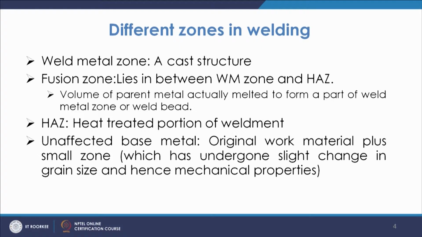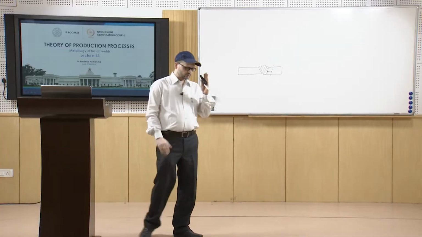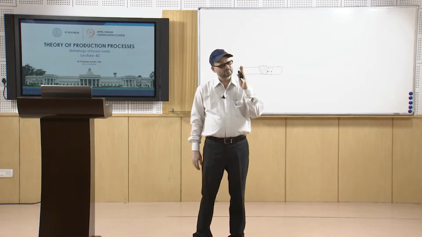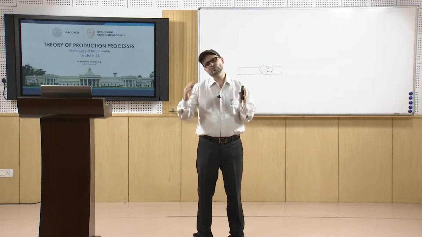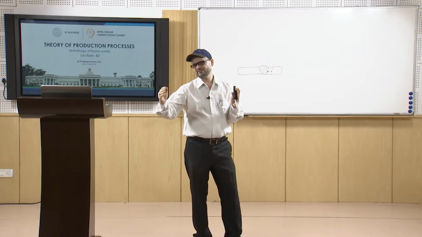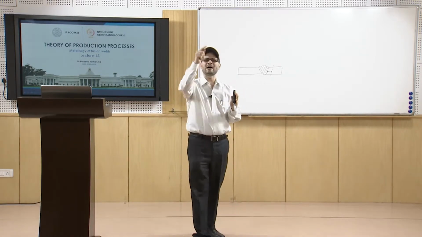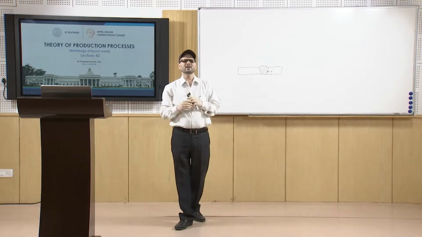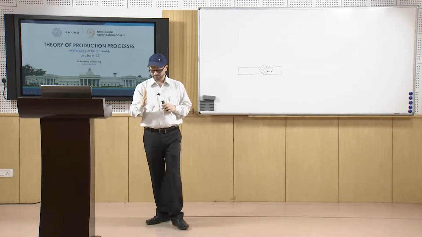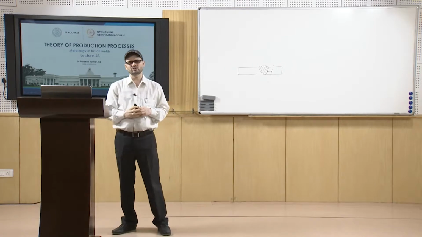After the weld metal zone, you have a fusion zone. This zone is lying in between the weld metal zone and the heat affected zone. Once the weld metal zone finishes, you have the onset of the heat affected zone, but in between you have a demarcation or a zone that is known as the fusion boundary zone.